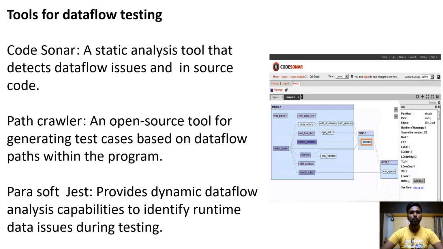Now we'll see the tools for data flow testing. The first one is CodeSonar, a static analysis tool that detects data flow issues in the source code. The next one is PathCrawler, an open source tool for generating test cases based on data flow paths within the program. The third one is Parasoft Jtest, which provides dynamic data flow analysis capabilities to identify runtime data issues during the testing process.